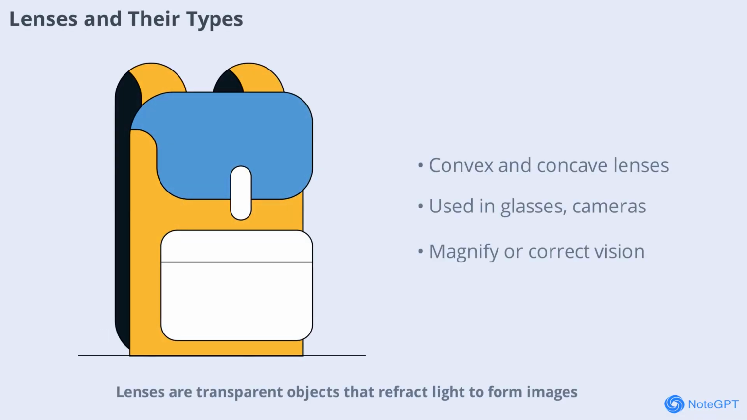Lenses are transparent objects that refract light to form images. There are two main types: convex converging and concave diverging lenses. Convex lenses bring light rays together while concave lenses spread them apart. Lenses are used in glasses, cameras, microscopes, and many other devices that help us see better or magnify objects.